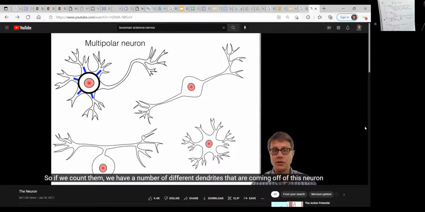So if we count them, we have a number of different dendrites that are coming off of this neuron, and then we have one axon that's coming off, and so we call that a multipolar neuron. This is the most common neuron that we have in our body.